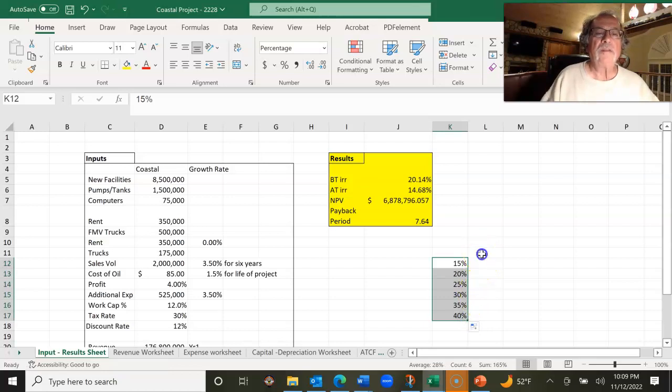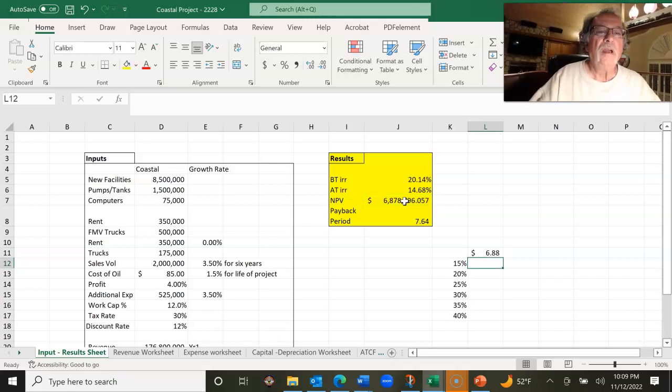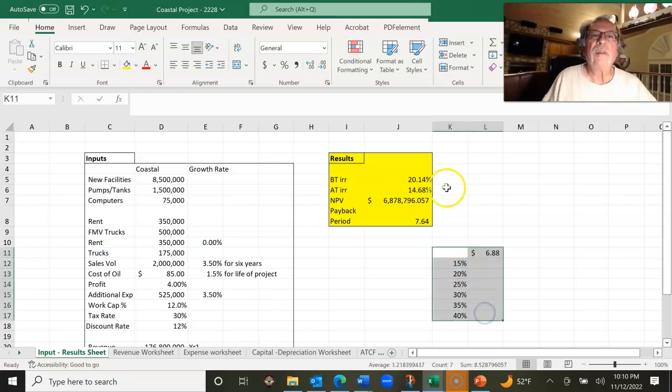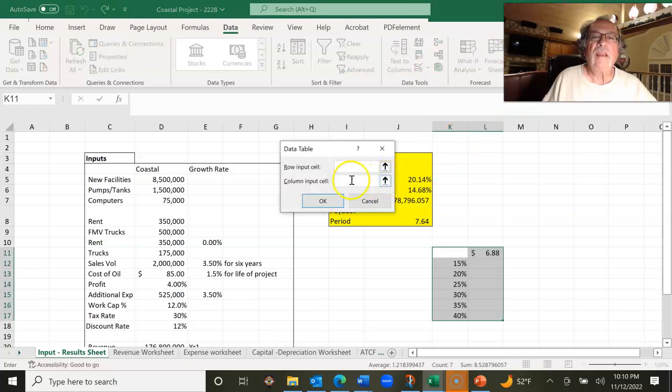In my performance variable, let's divide this by 1,000,000. That way the number doesn't get too big. I can make this a data table. And I don't have a row input cell. My column input cell is my tax rate.